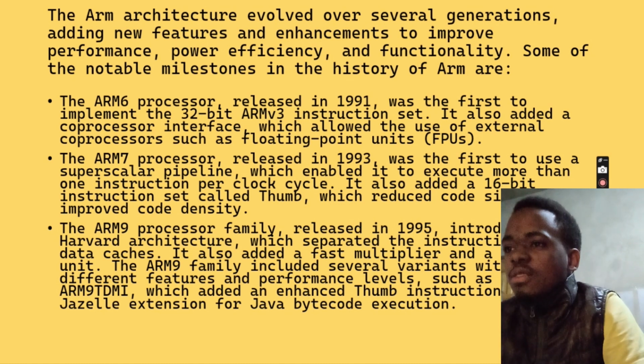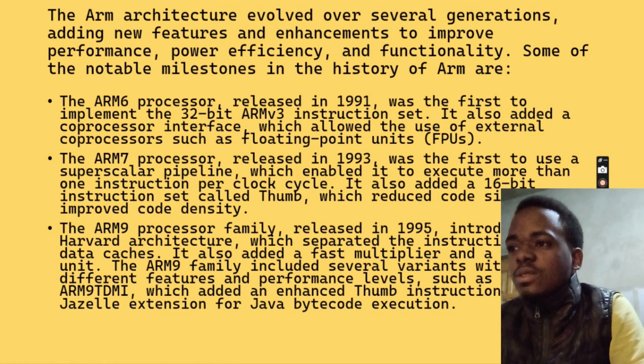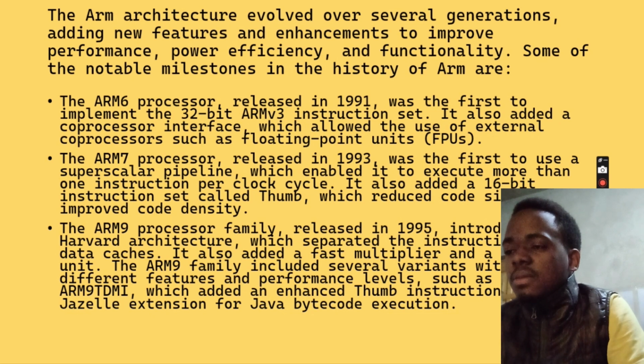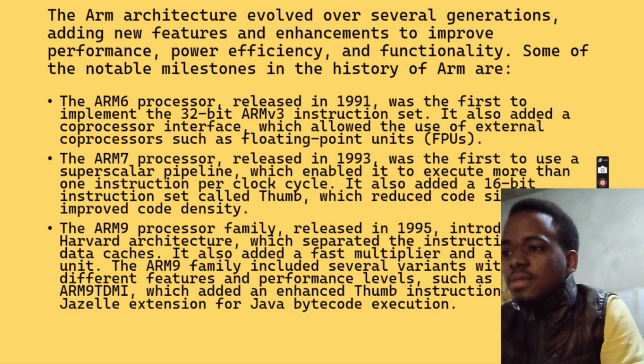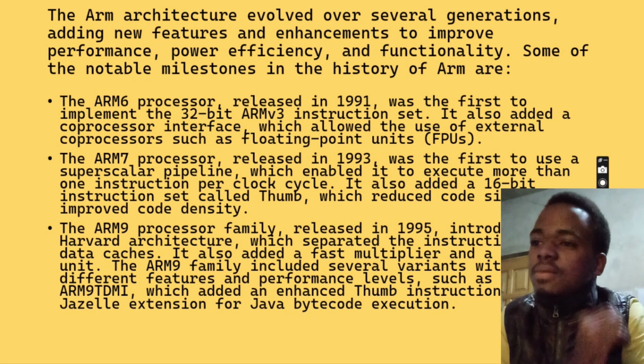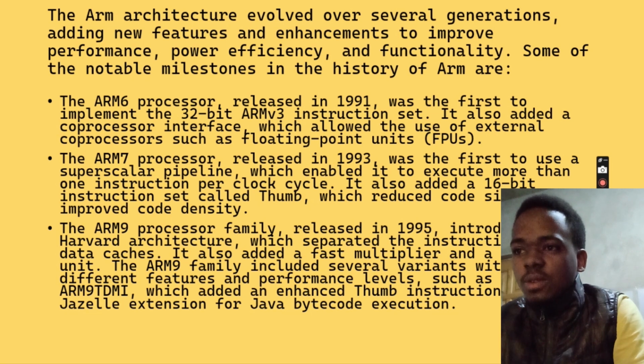This ARM architecture evolved over several generations, adding new features and enhancements to improve performance, power efficiency, and functionality. Some of the notable milestones in the history of ARM are the ARM6 processor, released in 1991, which was the first to implement the 32-bit ARM version 3 instruction set. It also added a coprocessor interface, which allowed the use of external coprocessors such as floating point units.